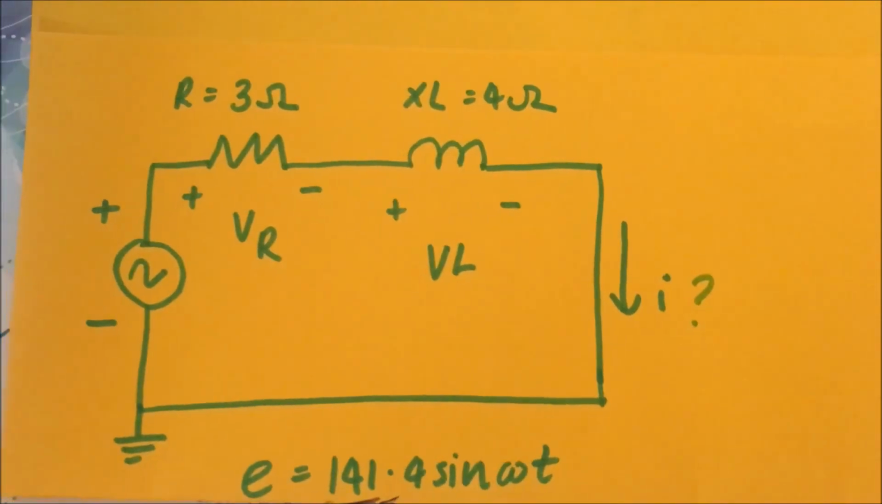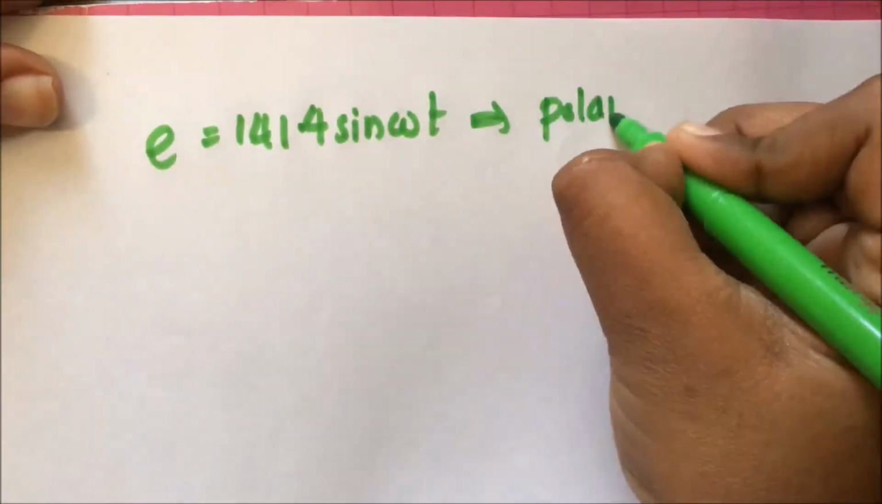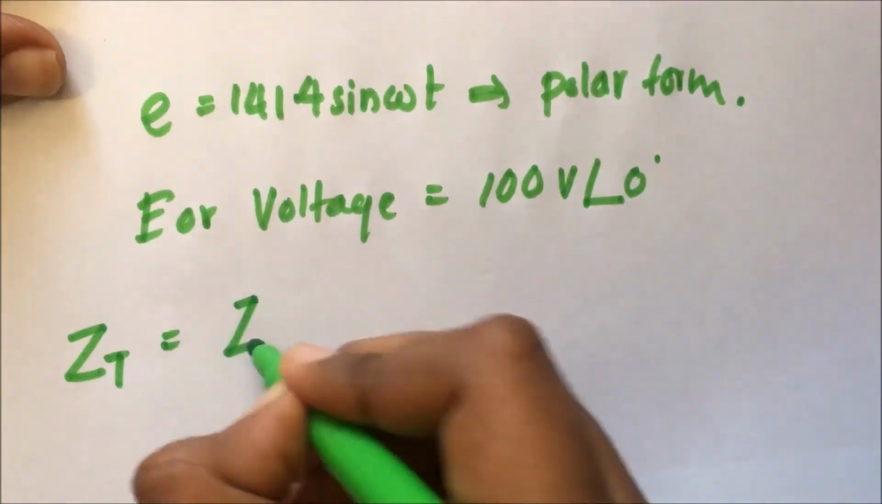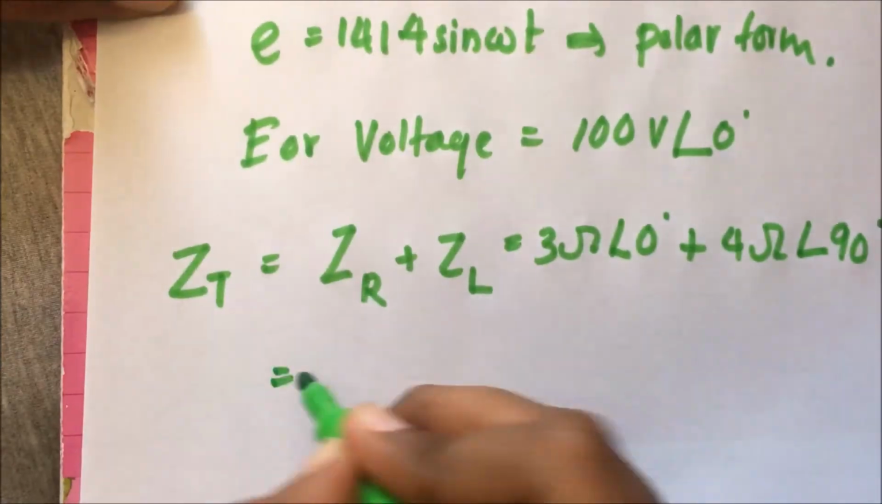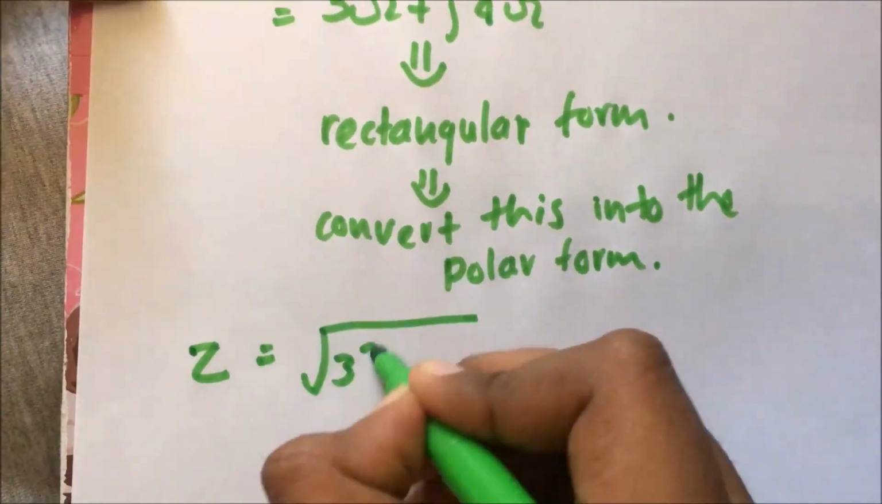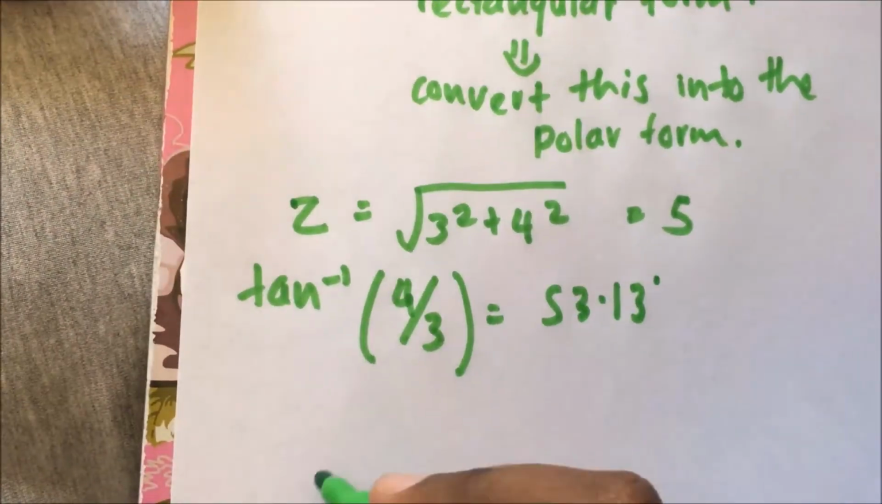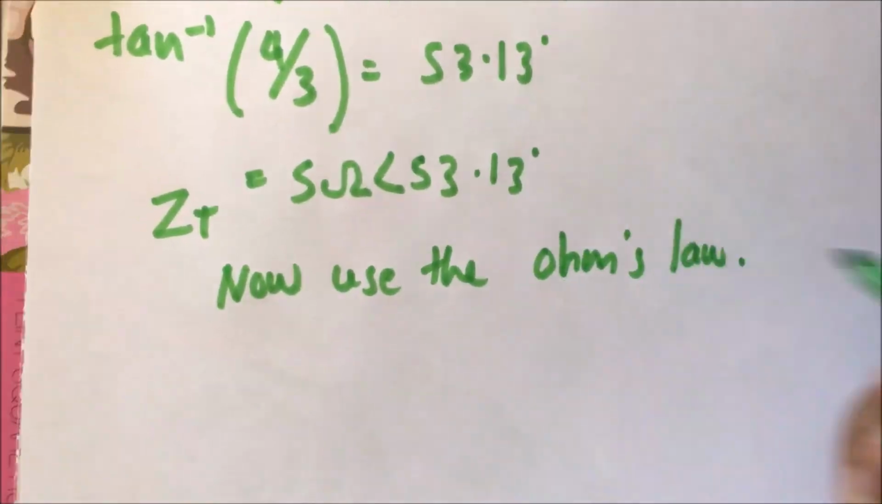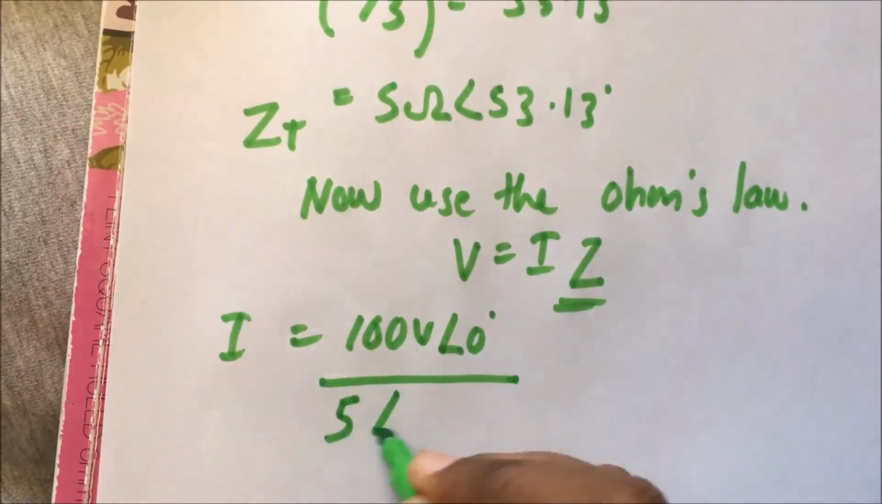Let's take a look at this example. Now let's work through the example. First we convert our voltage to polar form and then take the total impedance and convert our total impedance to polar form, and then using Ohm's law we can calculate the current. Now our current will be in the polar form.